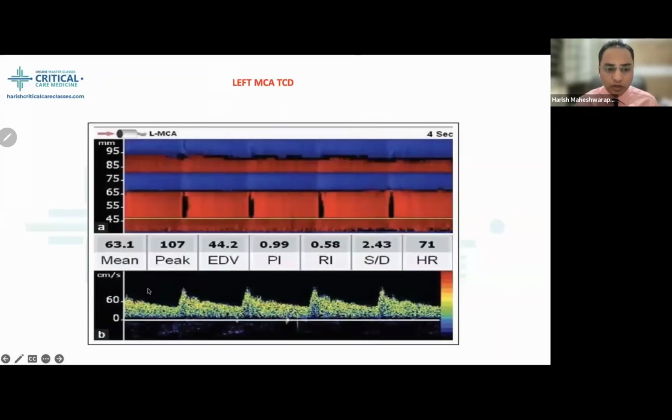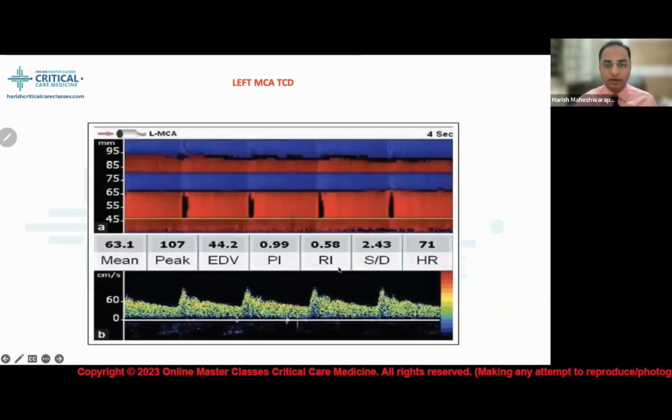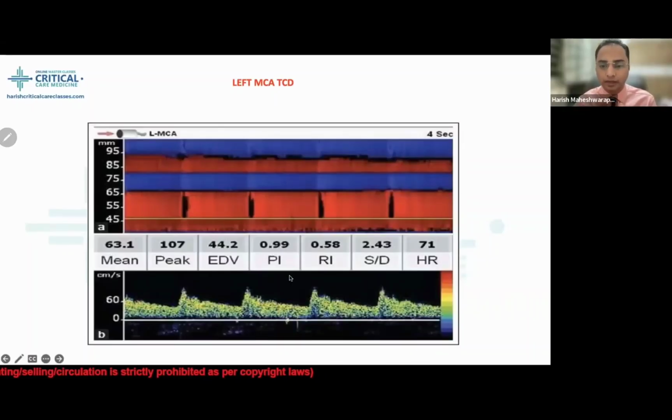If you see the systole, it is somewhere around 107 centimeter per second. The end diastolic velocity is somewhere around 44.2. The mean velocity is a bit more than 60, around 63.1. Then we have the resistive index, pulsatility index, systole by diastole, heart rate, all those things we are able to get by using TCD. We'll go over the clinical utility of pulsatility index and resistance index, also the peak velocity, mean flow velocity, and end diastolic velocity.